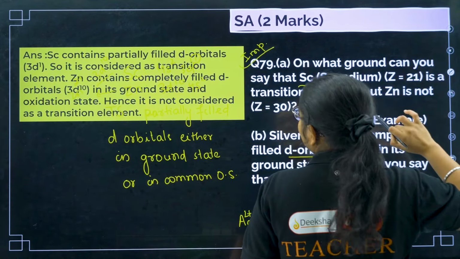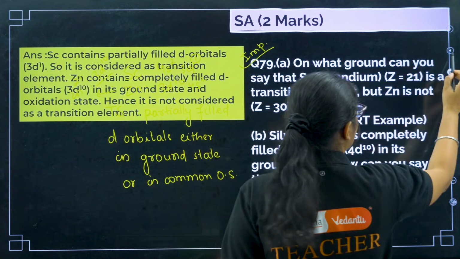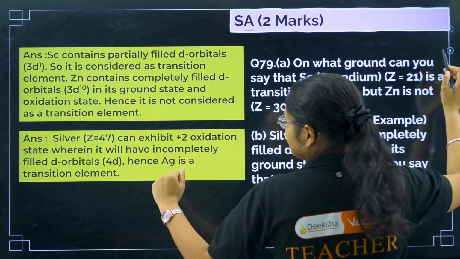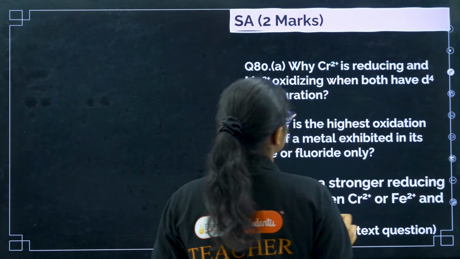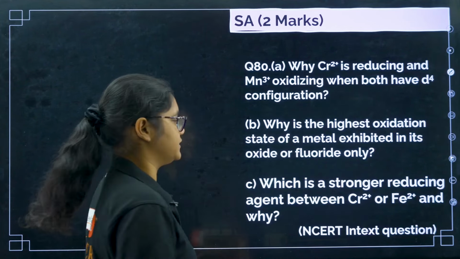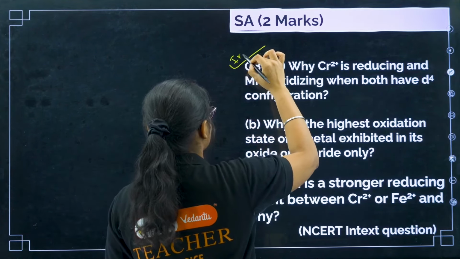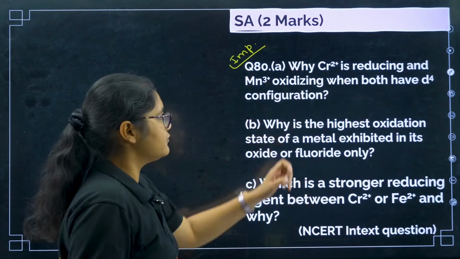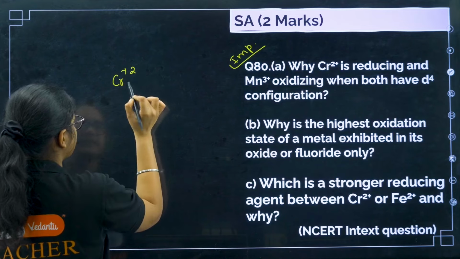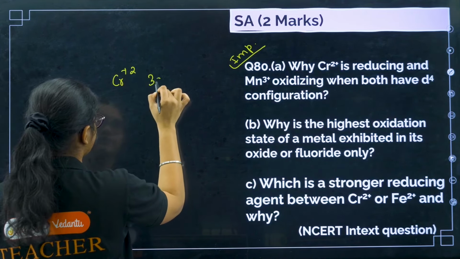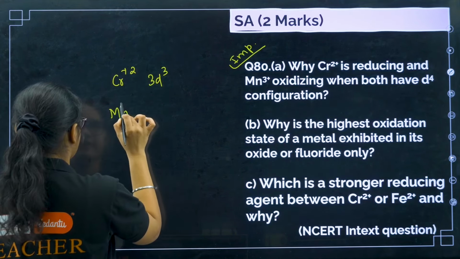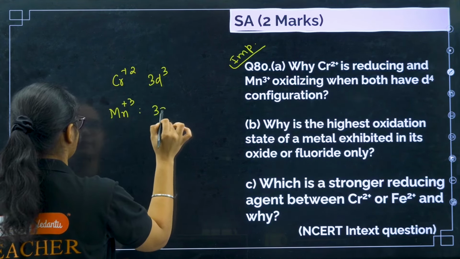Okay, next, I'll clean the answer so that you can find the exact answer of how to write it in the exam. Next we have: why is Cr2+ reducing and Mn3+ oxidizing when both have d4 configuration. Yes, this can be a very good question, important but not very important. Now if you see Cr2+, its electronic configuration is 3d4, and Mn3+, its electronic configuration is 3d4.